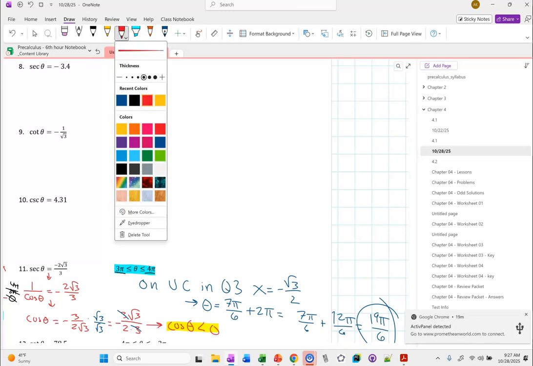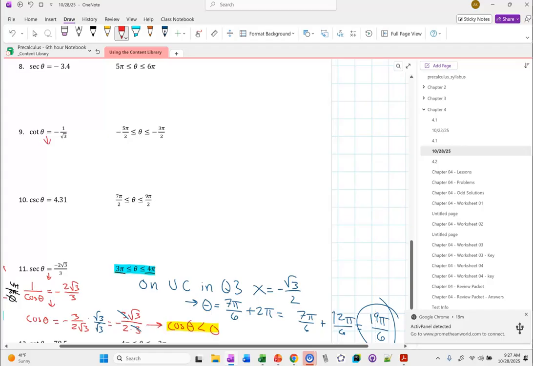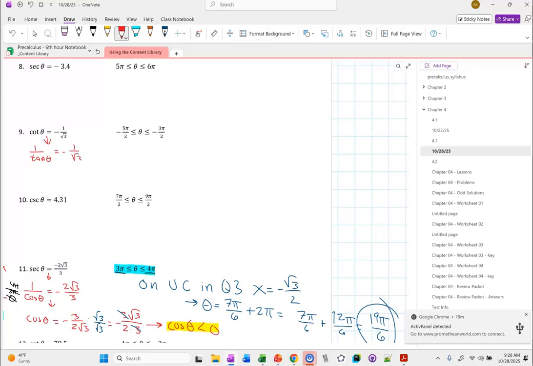All right. So we're going to do the same thing. Cotangent is the reciprocal of what? Yeah, I kind of gave it away there. And then we'll flip both sides. So far, so good.